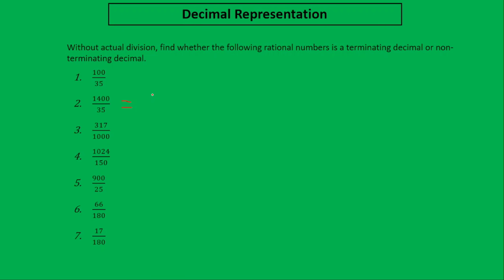Now we will check 1400 by 35. 1400 will be 14 into 100 divided by 7 into 5. Now this is 40 by 1. So it's a rational number. Check something else.